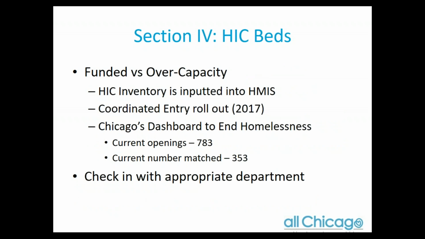So as I mentioned earlier, what is the difference between a funded and an overcapacity bed? All of this inventory, sorry about that, is being inputted into the HMIS system. So this information will attribute to the coordinated entry and also be shared to be displayed on the Chicago dashboard to end homelessness. So right now, if you were to take a look at our dashboard, you'd be able to see that we have 783 available units, but only 353 individuals have been matched. Now, this can account for a variety of things. Many of those units may not be participating in a coordinated entry, but we also know that some information is because we're attributing that total number of beds, but programs are really keeping that funded number into account because there was just a special circumstance that happened in January of 2018.